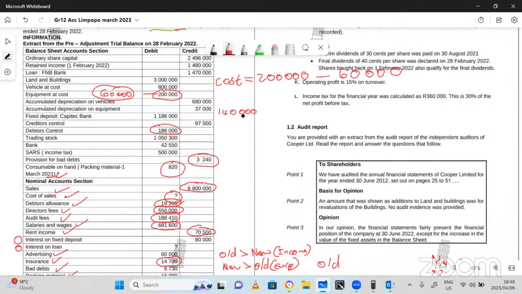So after getting the 140,000, because depreciation on equipment, remember, is calculated on diminishing balance method, we are going to subtract the accumulated depreciation, which is 37,000. After doing that as well, then we multiply by the percentage, which is 10%. Then we get the depreciation for the year. We don't have to multiply by months out of 12. The old asset has stayed in the business for the whole year. Then you simply punch your calculator.